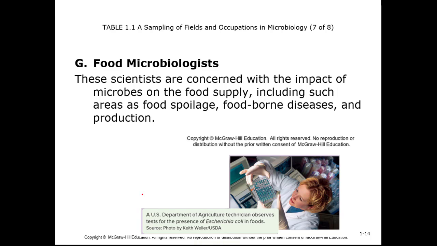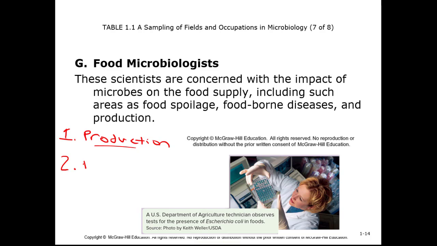Food microbiologists. In this class, we're going to talk a lot about food microbiology. There are three main areas in food microbiology that we're going to talk about. Obviously, microbes can be used to produce food, like we talked about: cheeses, yogurts, bread, beer. All right, so we can use microbes in food production.